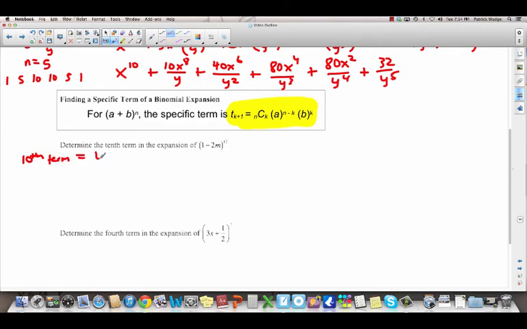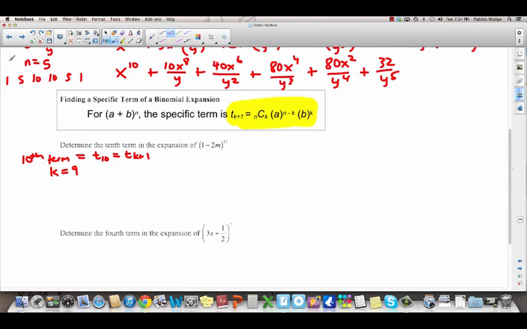10th term is the same as T10, right? Just like when we did arithmetic series and sequences last year, T10 means 10th term. And if you look at the formula, we're interested in tk plus 1. So if we're interested in the 10th term, the k value that would make 10 here is if k is 9. Basically, it's always going to be 1 less. The k value is always going to be 1 less than the term you're looking for. If I'm looking for the 10th term, the k value will be 9.